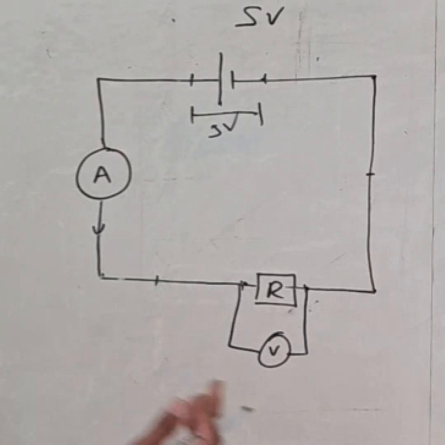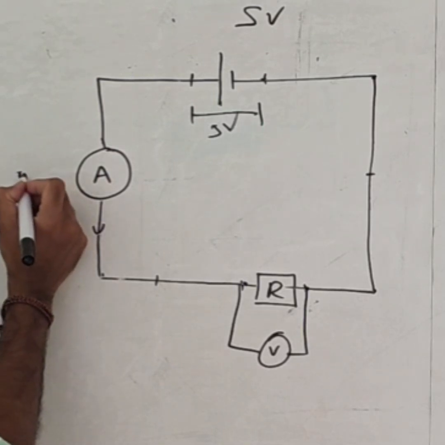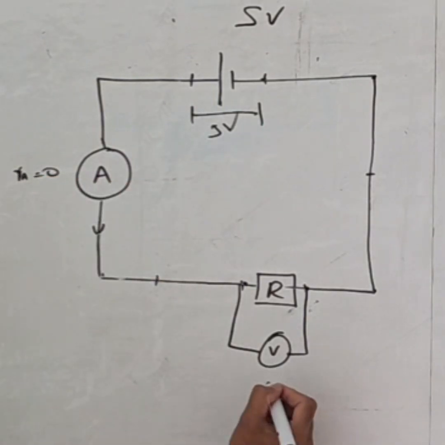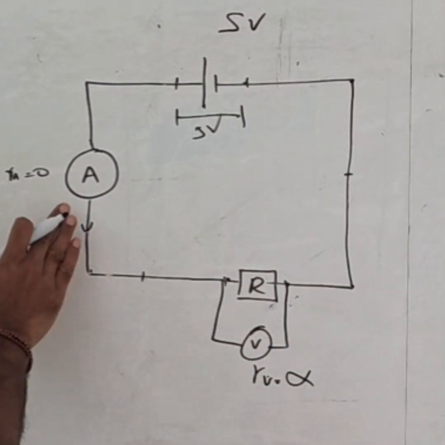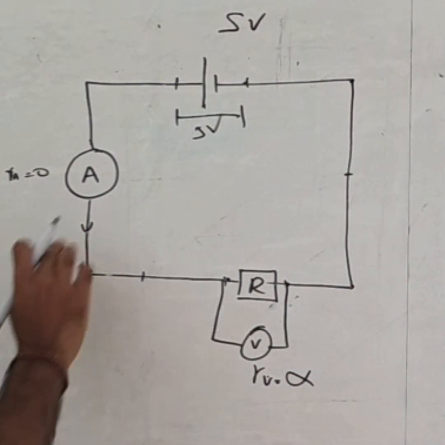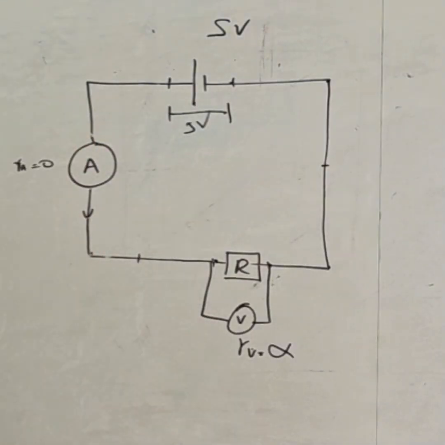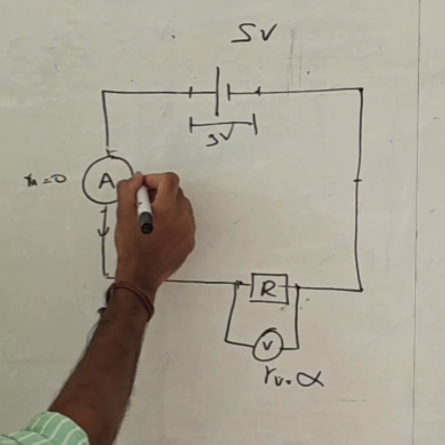And in these experiments, we assume that this ammeter has a resistance of 0. So RA is 0, and we say that the resistance of this voltmeter is infinite. We assume that this ammeter is an ideal one and this voltmeter is also an ideal one. If the resistance is 0, there is no voltage drop across that component. So the voltage across these 2 points will be 0.